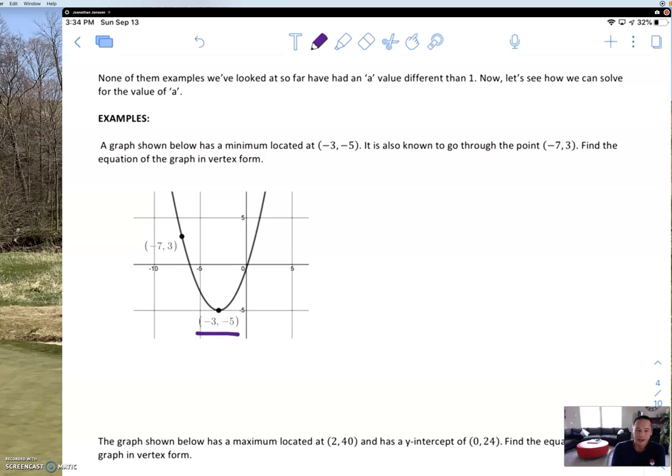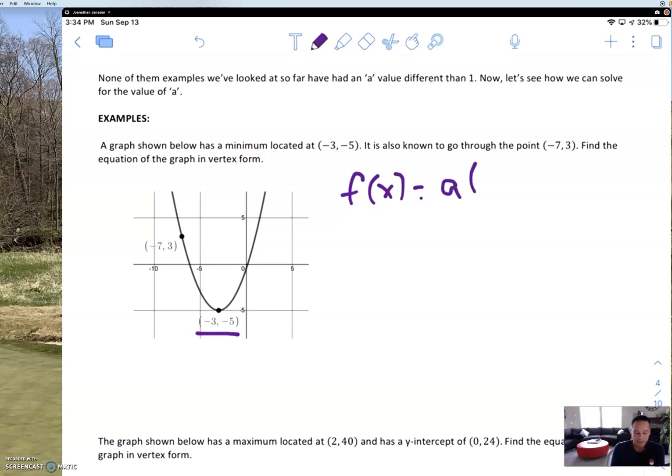And we also know one other point that's on the graph. All we need to know is one point other than the vertex, and then we can go ahead and solve for a. So let's start with our function f of x equals a times.